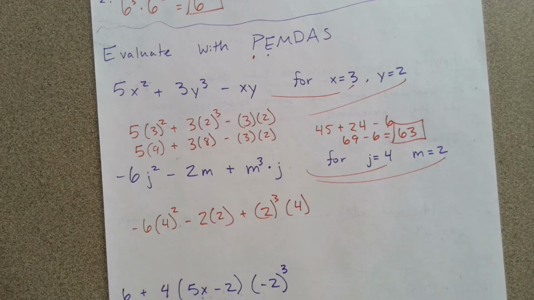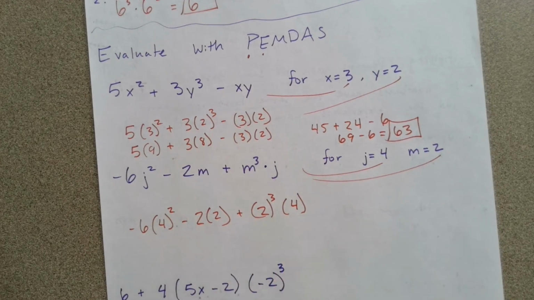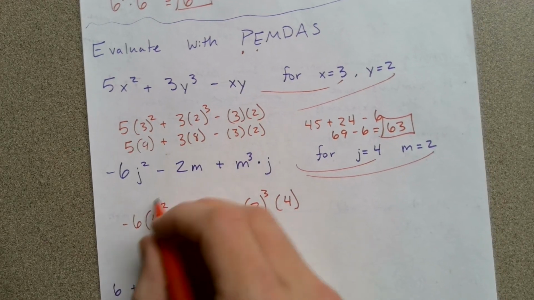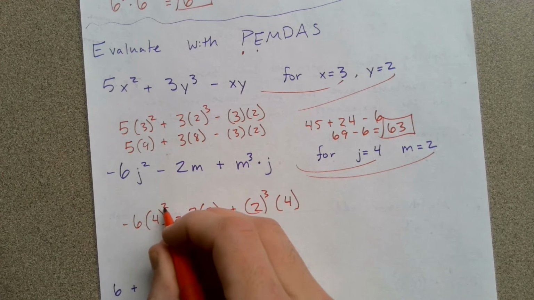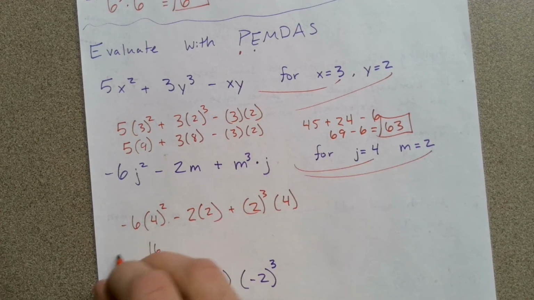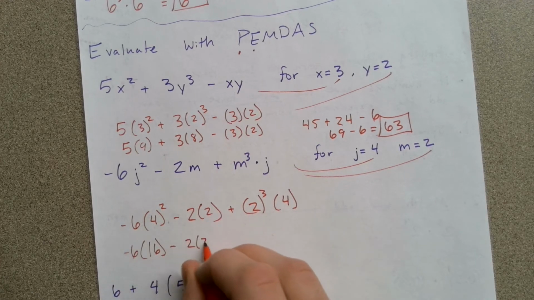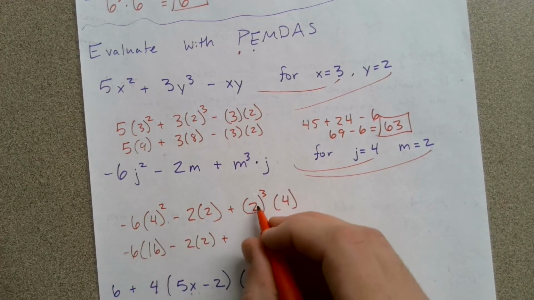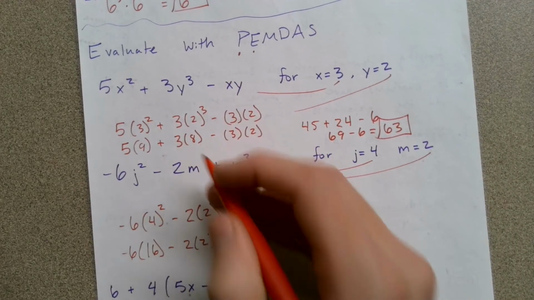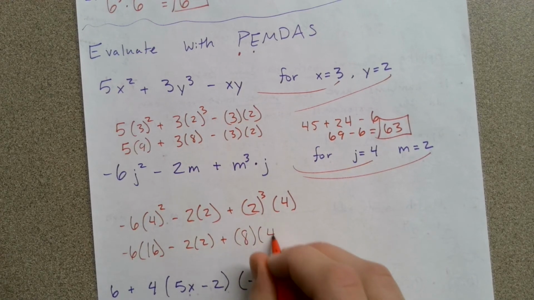Now we hop into our PEMDAS. First up, parentheses. I look in my parentheses. They're already solved. There's just a number. Second up, exponents. Okay, we got one right here. Let's do it. 4 to the second power. That's 4 times 4. I know that is 16. And I got 16 times 6 minus none there, plus 2 to the third power. That's going to be 2 times 2 times 2. I already did that one up here. I remember that's 8. And we got that 4 at the end.